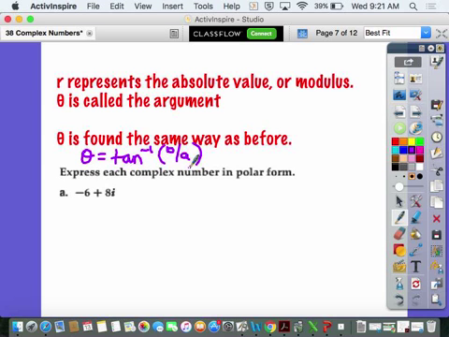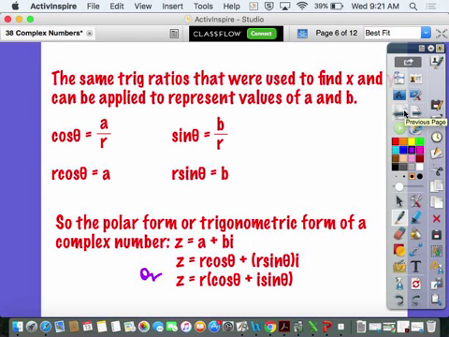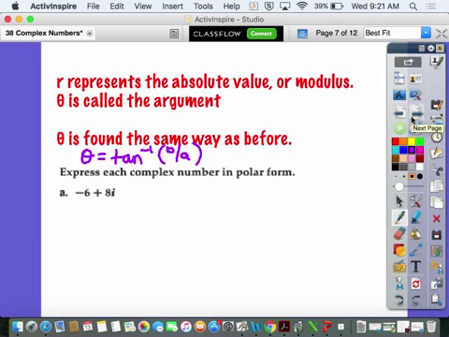So we're going to express each complex number in polar form. Okay? So we basically have to represent this like so: r cosine theta plus r sine theta i. Only thing is that we have a plus bi. How are we going to find r? How are we going to find theta? How are we going to find r, guys? b over a. Cosine of... Say again?